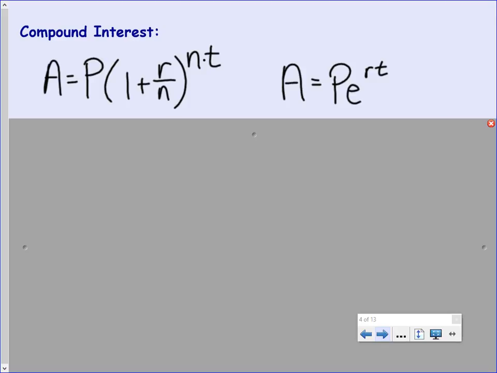And then Pert. Does anybody remember how many times you're compounding for Pert? Compounding continuously. That's why we call it the natural base, because that's what happens in nature. Things in nature compound all the time, not on set schedules like a financial institution might do. So I always give an example in terms of population.